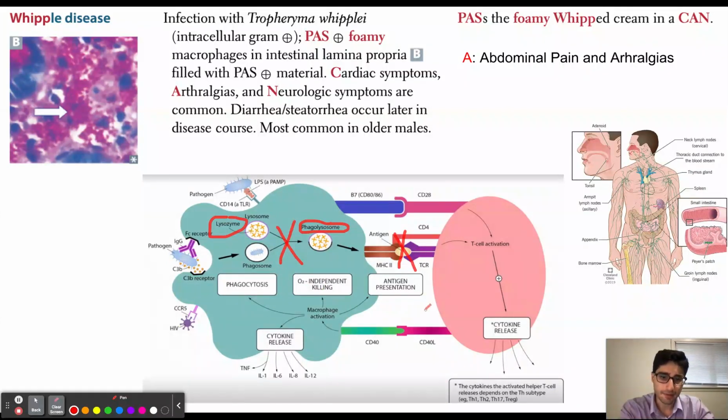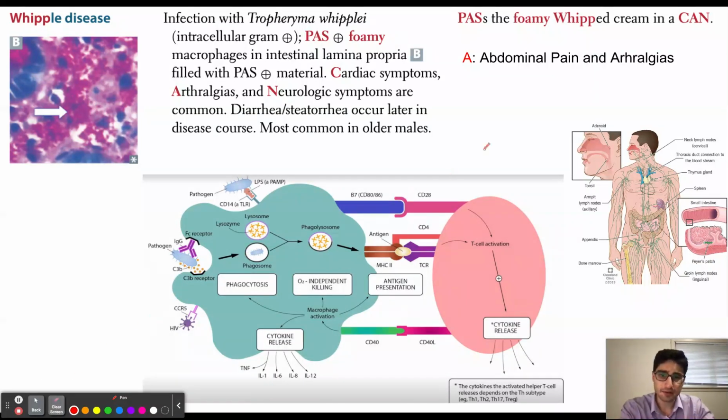Over time, they keep accumulating and ultimately block the lymphatic ducts within the small intestine. As a result, we're not going to get transportation of nutrients from the small intestine into the blood because these lymphatic ducts are blocked. And so, as a result, we get malabsorption. Now, the bacteria is also going to mess up lipid metabolism within macrophages, and that is why we get these foamy macrophages on the histological slides.